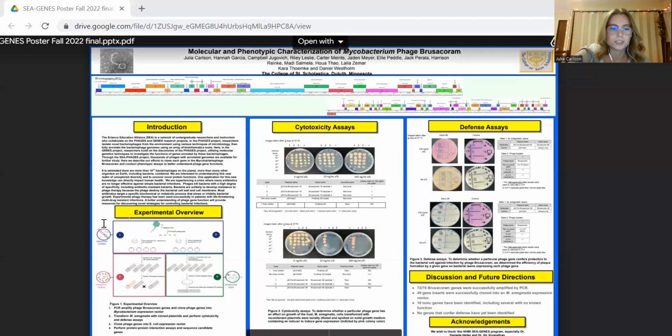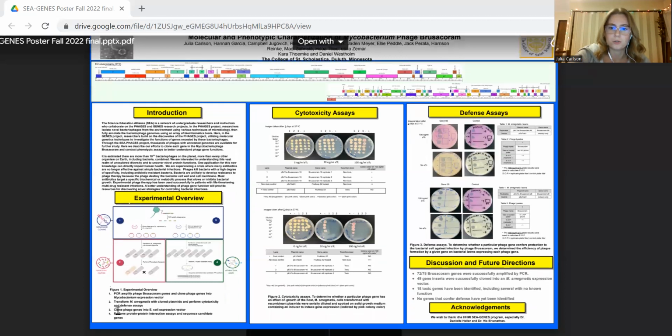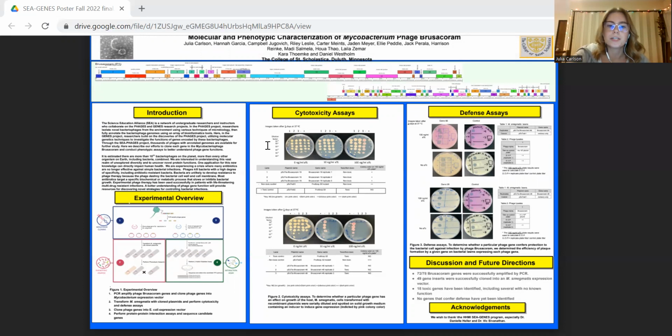However, the next steps, which can be seen at the bottom of the experimental overview, would be to clone the Brusacoram genes into an E. coli expression vector, perform a protein-protein interaction assay, and do sequence candidates of the genes. Then over here in the center of the poster, we have the bulk of our experimental work.